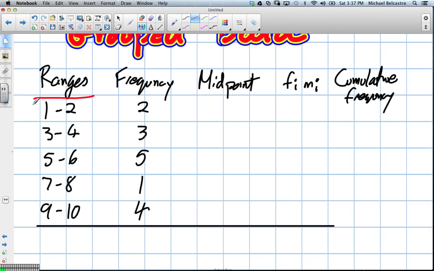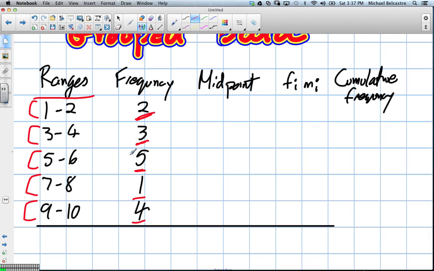Okay, so we want to know how many people in this histogram scored a 1 or a 2, and it turns out there were 2 people in that range. How about from a 3 to 4? Well, there were 3 people. From 5 to 6, there were 5. 7 to 8, there were 1, and then there were 4 9s or 10s. Okay, so this is the frequency of everything.